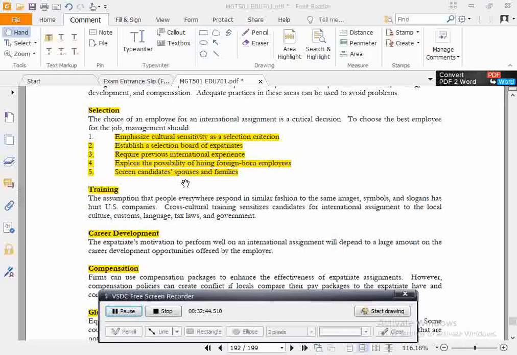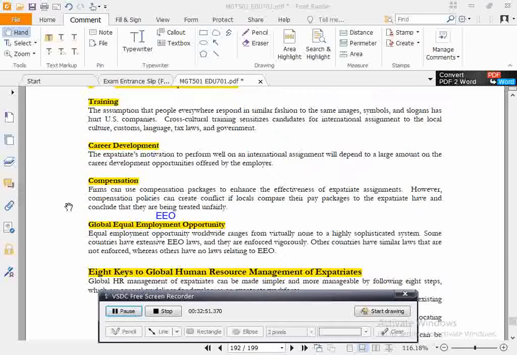Screen candidates, spouses and families. Training, career development, compensation, global equal employment opportunity. Equal employment opportunity is EEO.